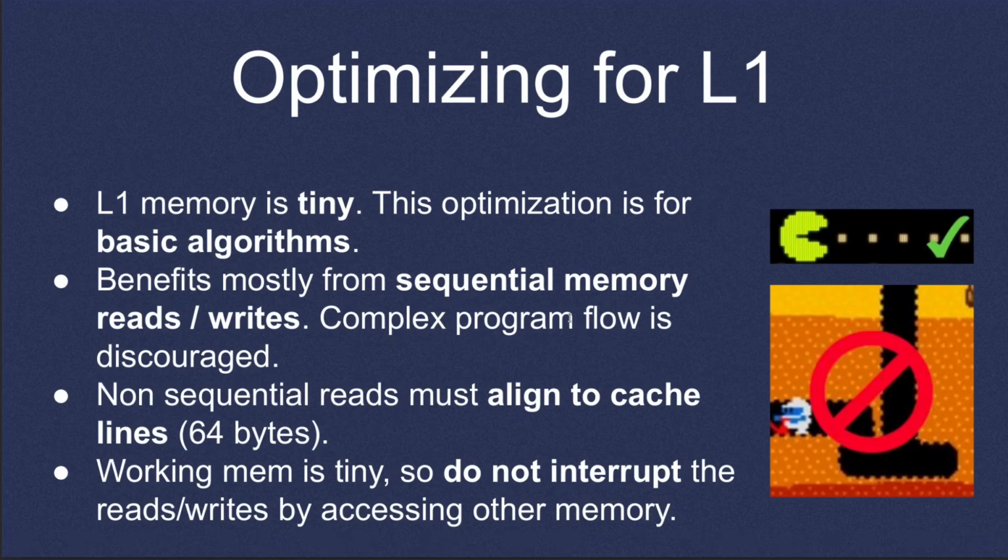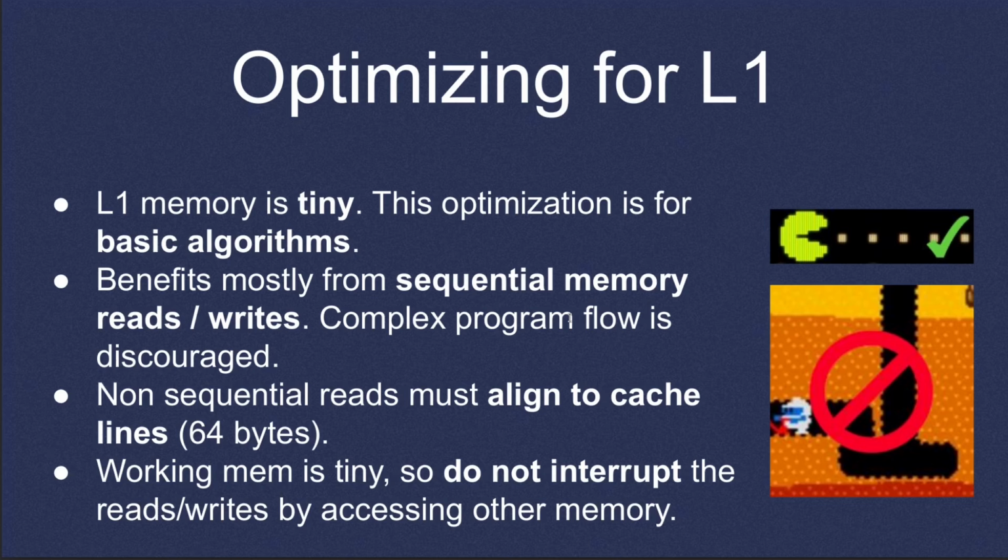So how do you optimize for L1 cache? You have to think that L1 memory is very tiny, just a few kilobytes in general. So you optimize for very basic algorithms if you want to make the best possible use of the L1. It's going to mostly benefit from sequential memory reads and writes, like very simple algorithms that just read a lot of memory, write a lot of memory, bit by bit. So some bits are being read, some bits are being written, all in sequential memory. If you don't use sequential memory, well, at least try to align to cache lines, like 64 bytes.